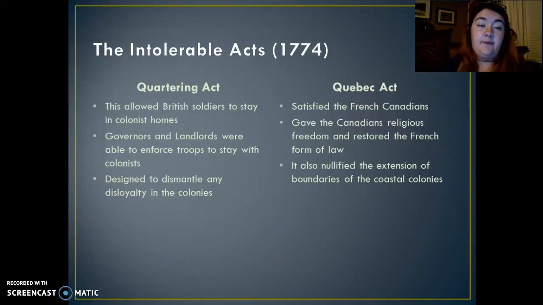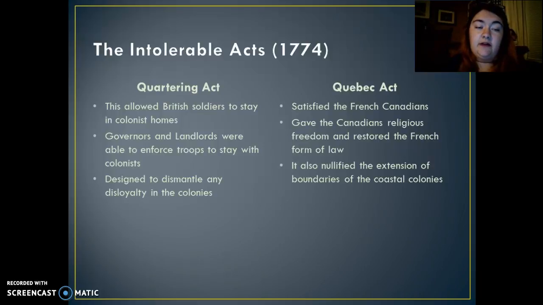So after that, King George decided that he wasn't going to put up with the colonies anymore, and he was going to enforce more acts, which the colonists coined as the Intolerable Acts of 1774. The first one was the Quartering Act, which allowed British soldiers to stay in colonists' homes indefinitely.